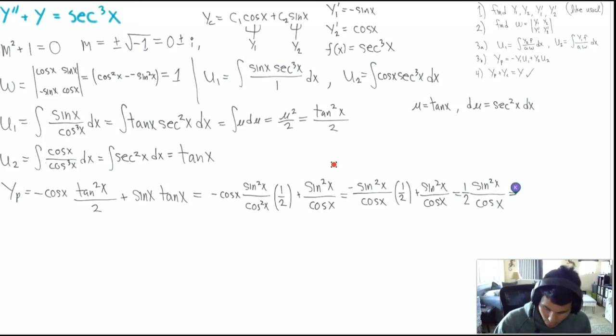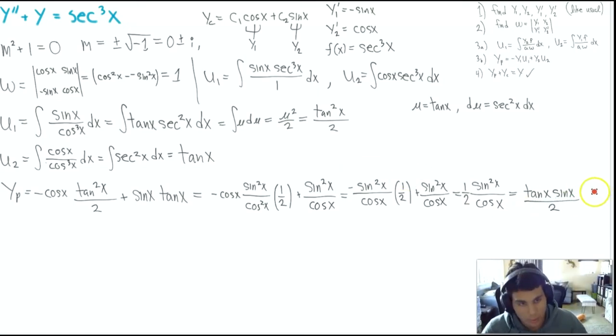And then we could rewrite this a little bit nicer. We can write this as tangent x sine x over 2. This is what yp is equal to.